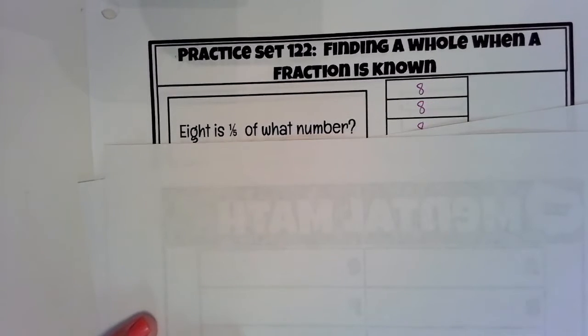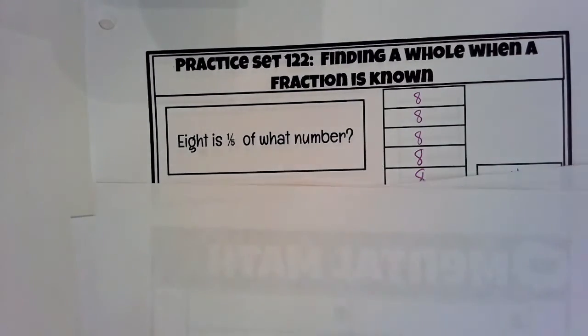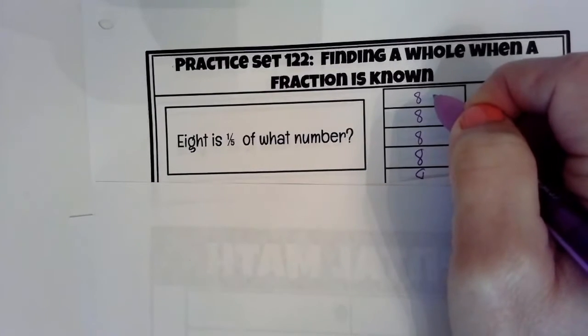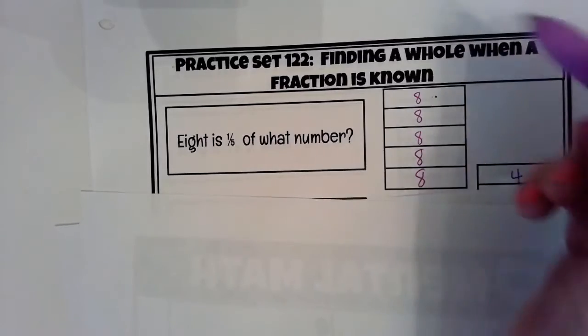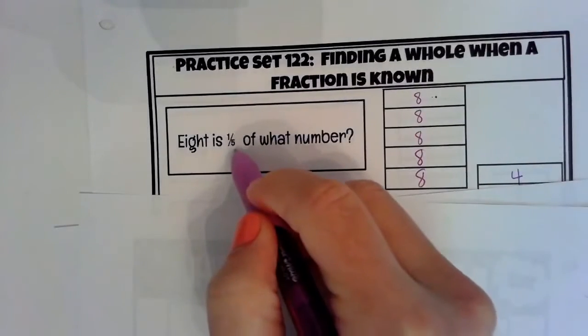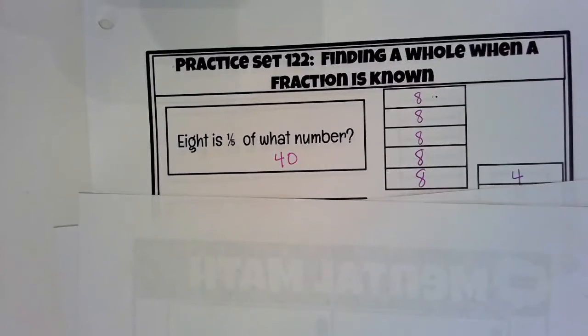Alright. 8 is 1/5 of what number? So we know there are 5 total parts. We know that 8 is equal to 1 part. So 8 goes in every box, and that gives us a total of 8 times 5. 8 times 5 is 40. If you got 40, good job. If not, what happened?